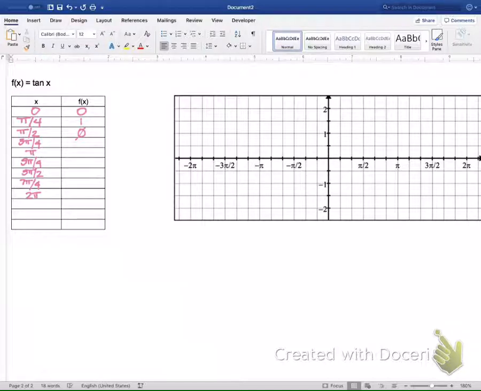Take a minute, and this time I don't want you to graph. I just want you to fill in these extra points.